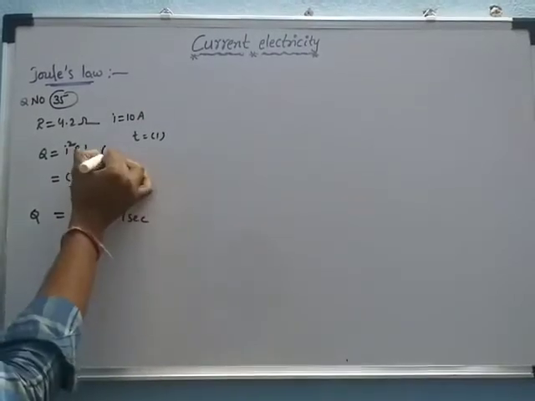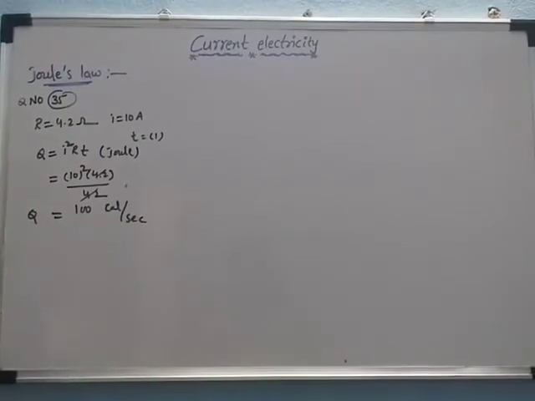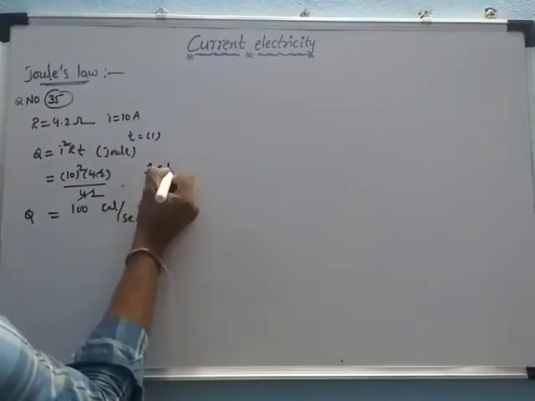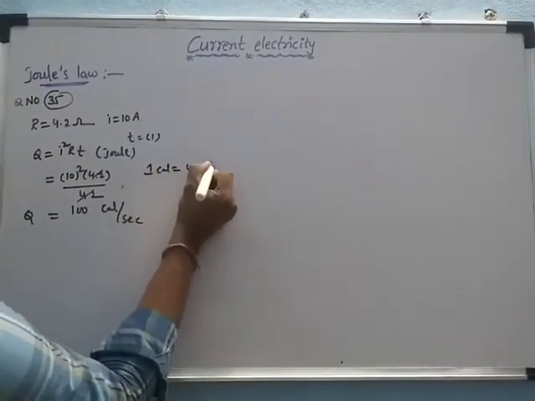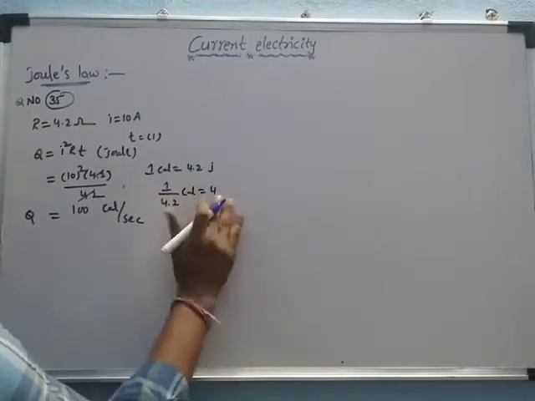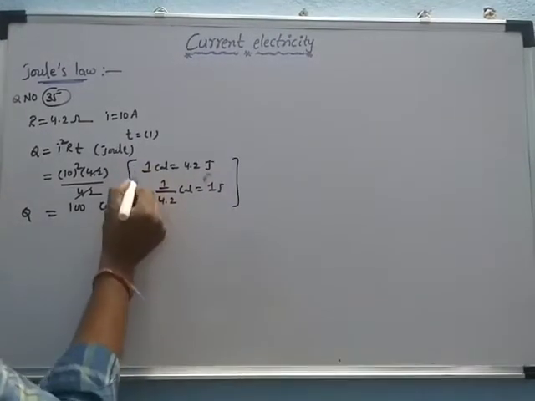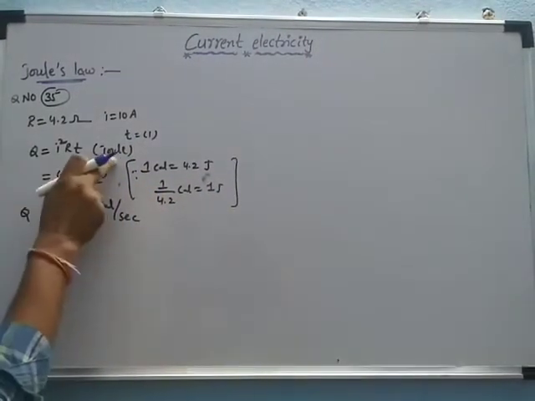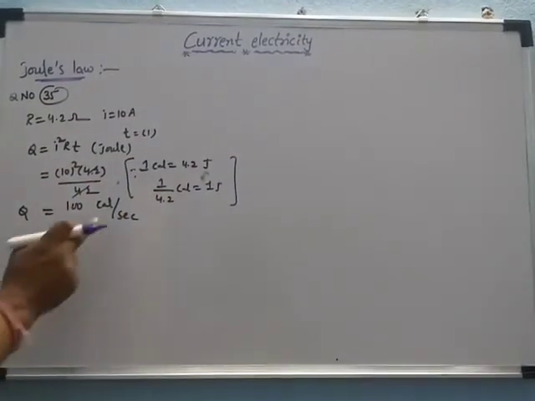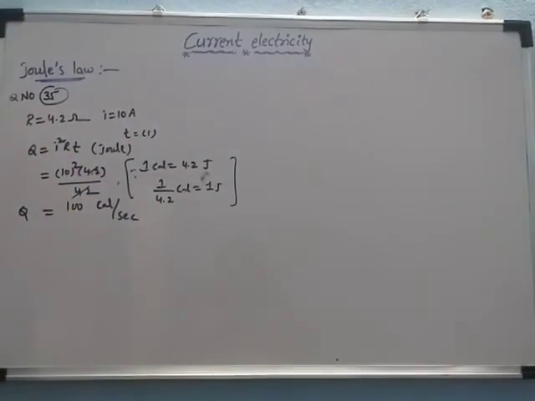But here the joule is the SI unit. 1 joule is equal to how many calories? 1 calorie is equal to 4.2 joules. But 1 joule is equal to 1 by 4.2 calorie. This is the principle here. Because the heat is measured in joules, the joules are converted into calories, 1 by 4.2 calorie. Then the 4.2 is cancelled. The 10 whole square is nothing but 100.